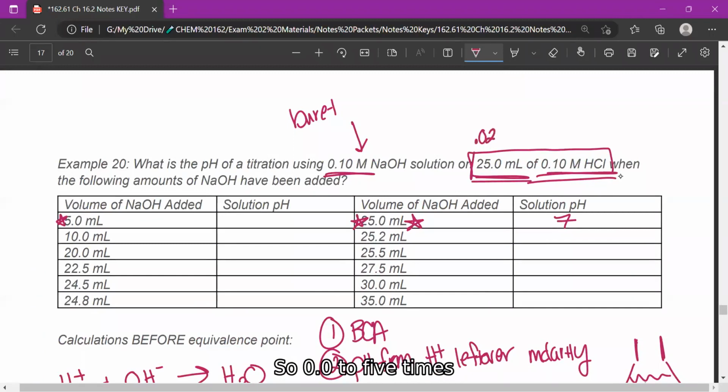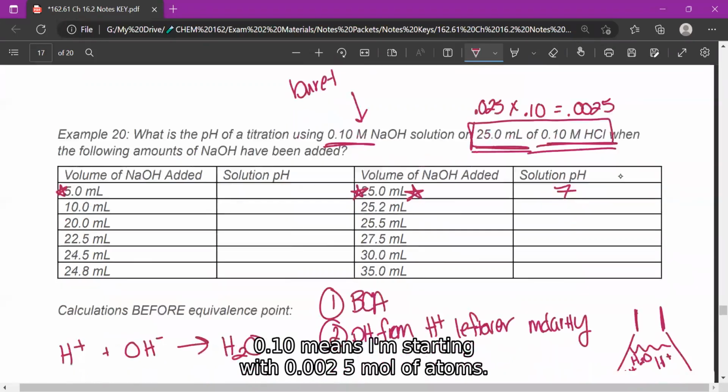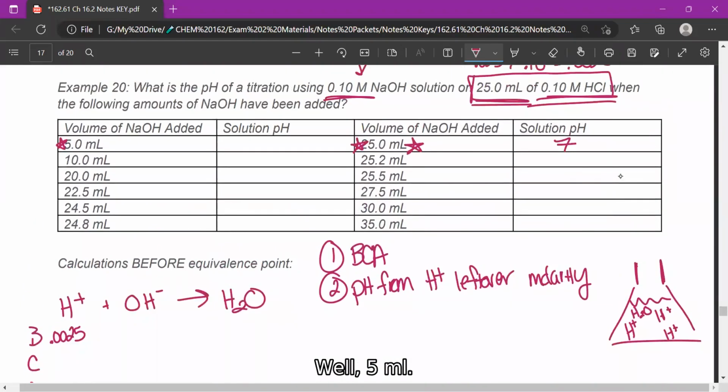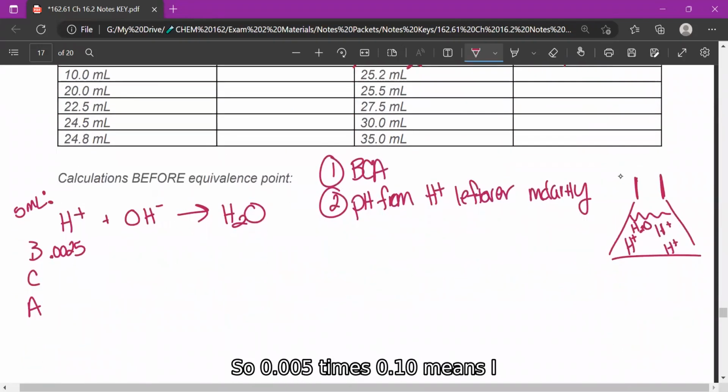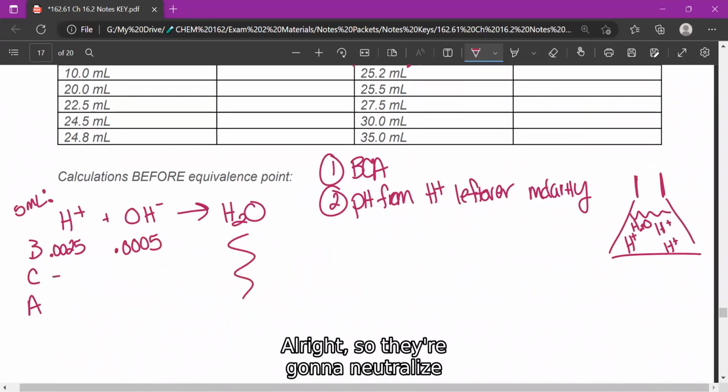So 0.025 times 0.10 means I'm starting with 0.0025 moles of acid. How many moles of base? Well, I'm doing it for 5 milliliters. So 0.005 times 0.10 means I added 0.0005 of this. Nobody cares about the water. All right, so they're going to neutralize each other.